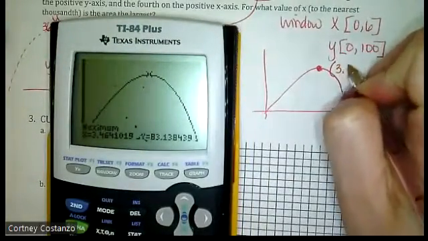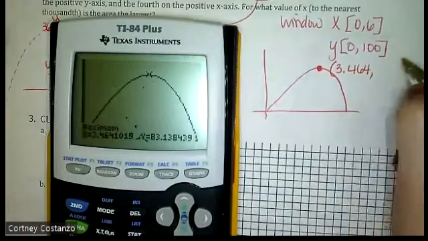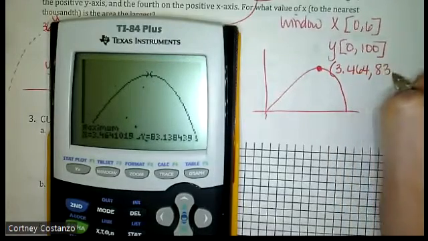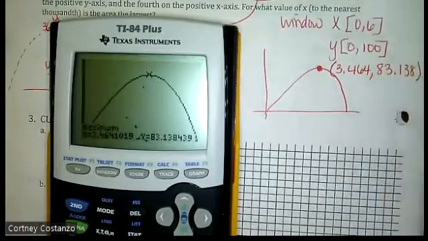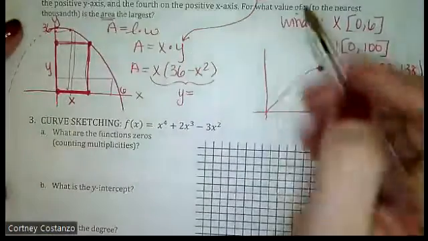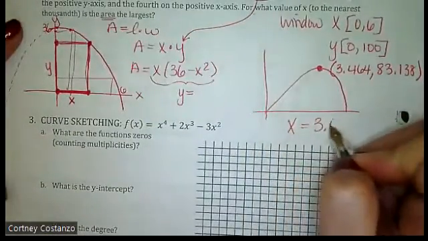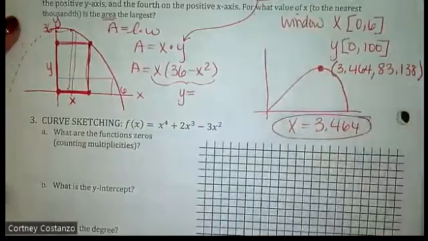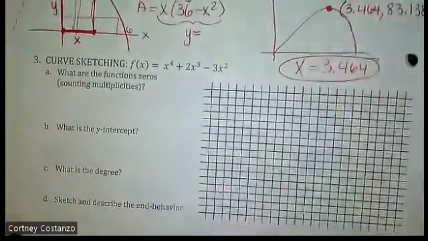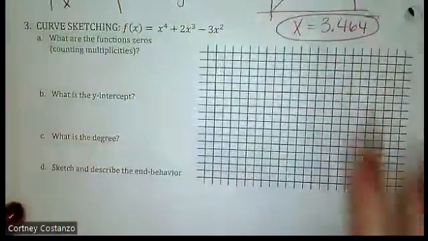So 3.464, comma, 83.138. And my answer is what value of x? So my x value is 3.464.